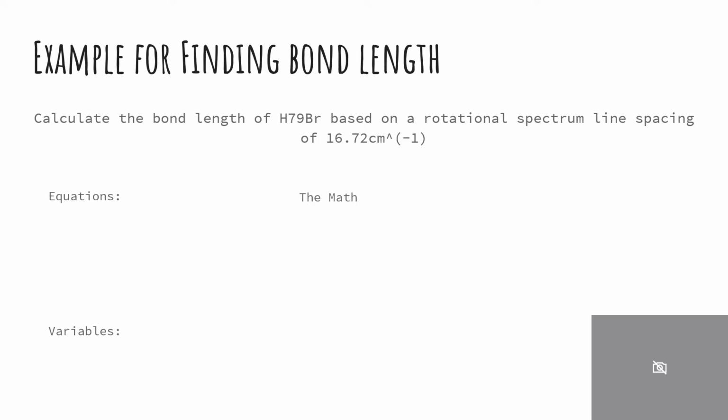The question here asks to calculate the bond length of H79Br based on a rotational spectrum line spacing of 16.72. So the equation for bond length is I = mu r squared, where I is the inertia, mu is the reduced mass, and r is the bond length. There are two things needed in order to find the bond length, and those are the inertia and reduced mass.